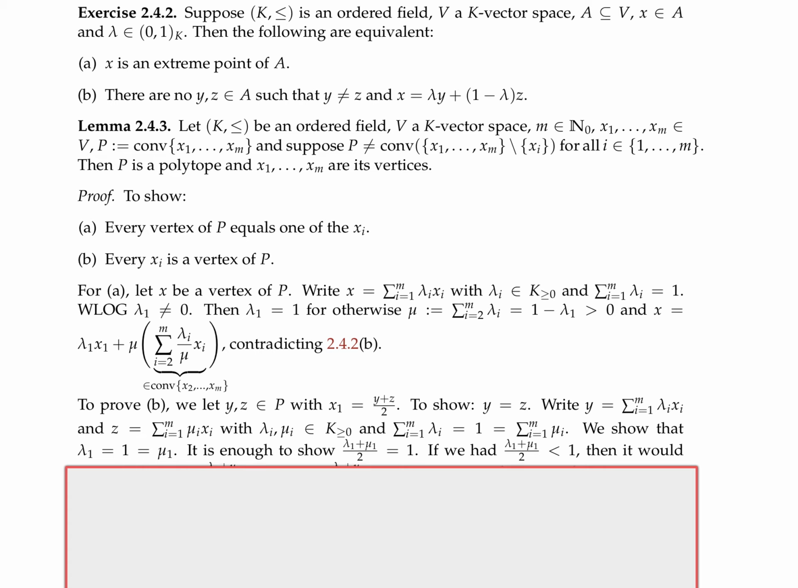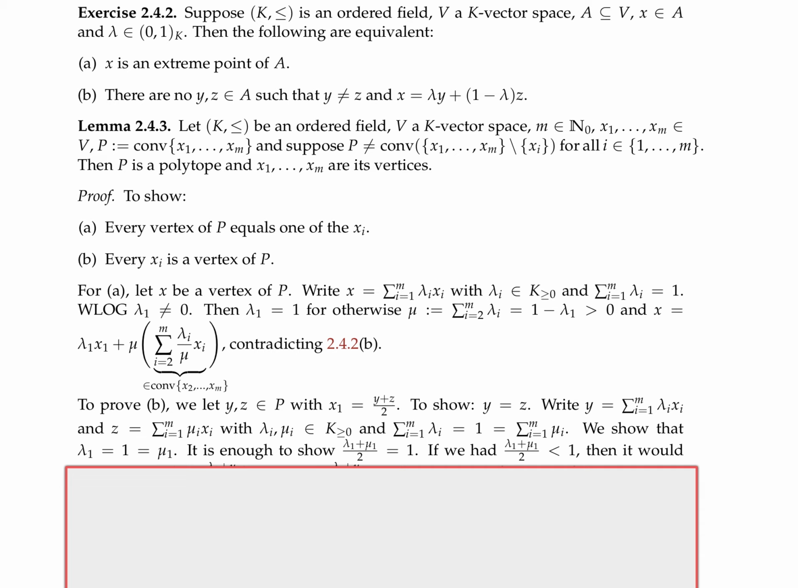And when we show that lambda 1 is 1 and mu 1 is 1, because when we are done, the other lambda i are 0 and the other mu i are 0, and y equals x1 and z equals x1. And that's what we want to show, right? If we can show that y equals z, then of course y must be x1, and also geometrically that was clear that this was to show.